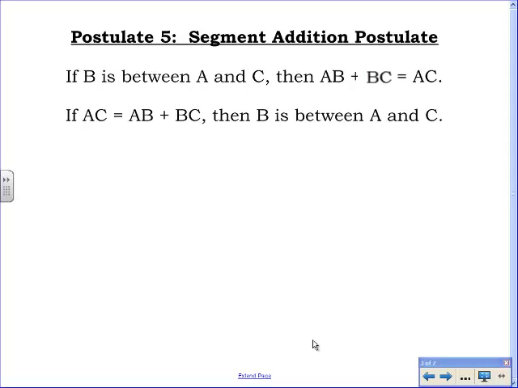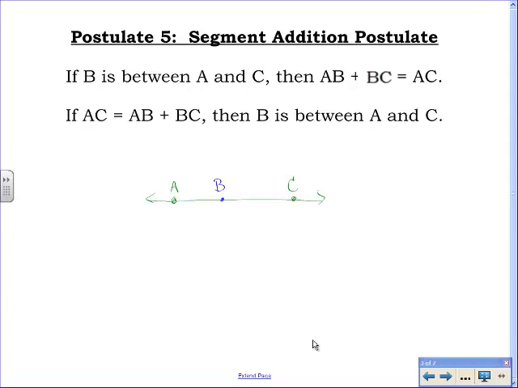So in this lesson, we finally get to learn about that segment addition postulate. The segment addition postulate says that if I have a point B between A and C, then AB plus BC equals AC. So to talk about the segment addition postulate, first we need a segment. So let's start with segment AC, and then I have point B between them.